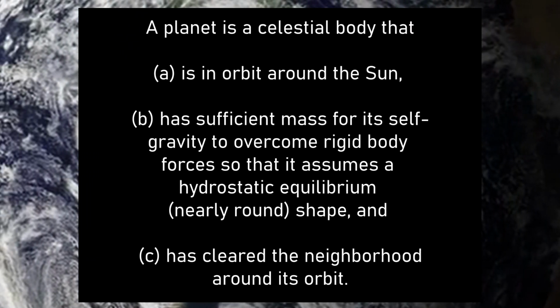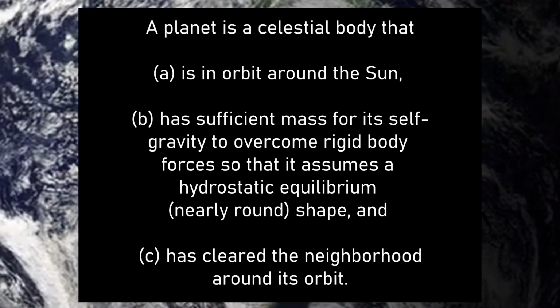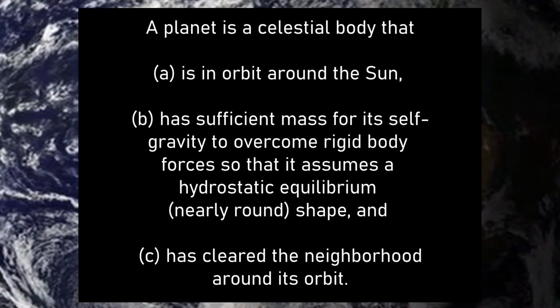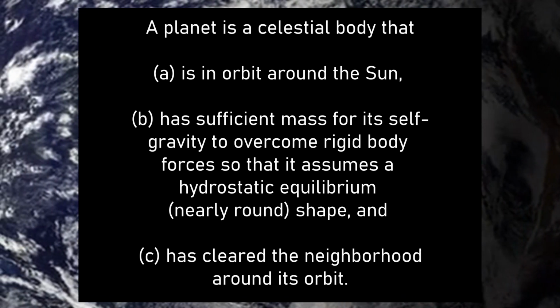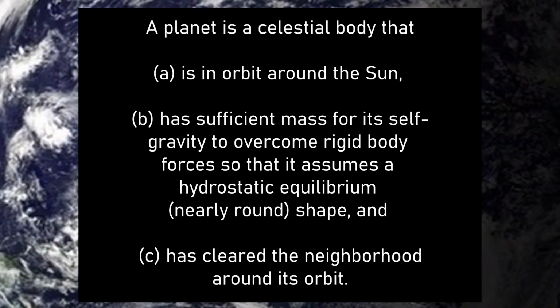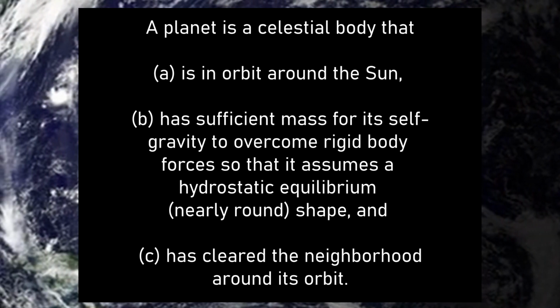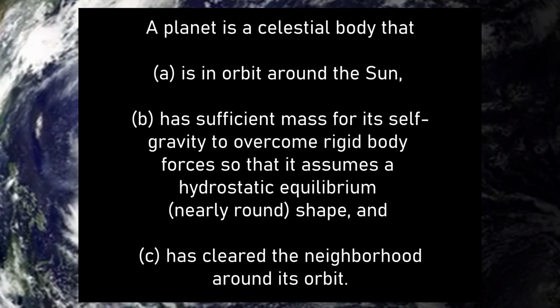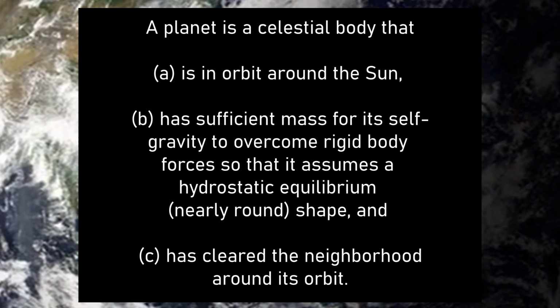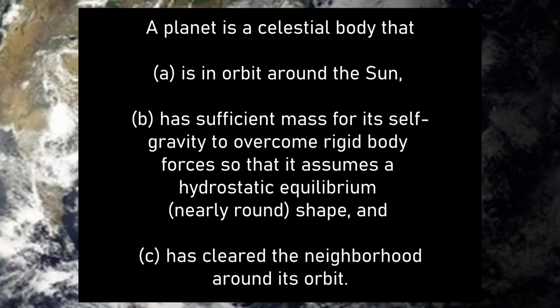So, a planet is a celestial body that is 1. In orbit around a star, 2. Has sufficient mass for its gravity to overcome rigid body forces, so it assumes hydrostatic equilibrium, which means it's spherical in shape, or as spherical as it can possibly be. And 3, it has cleared the neighborhood around its orbit.